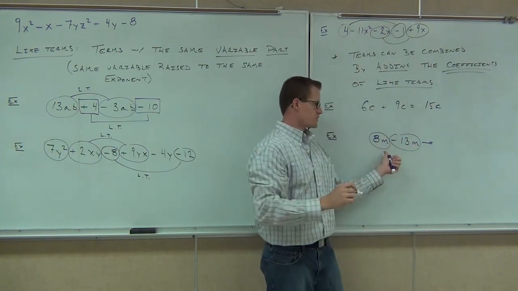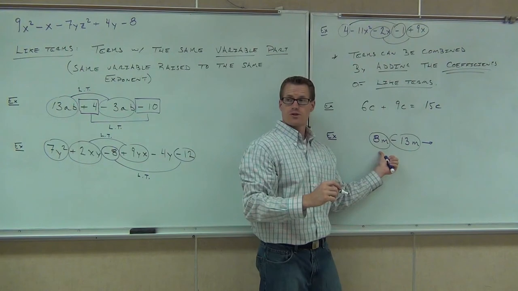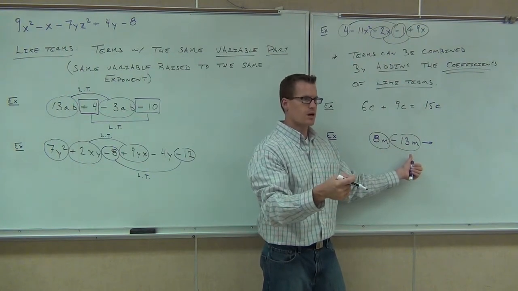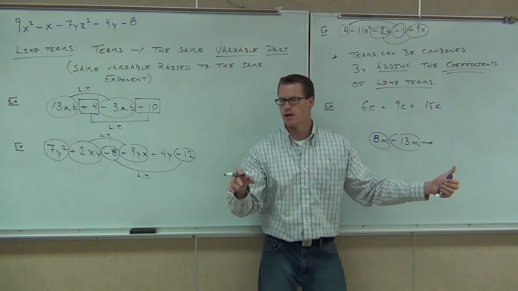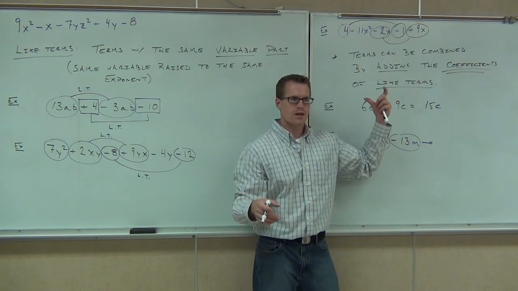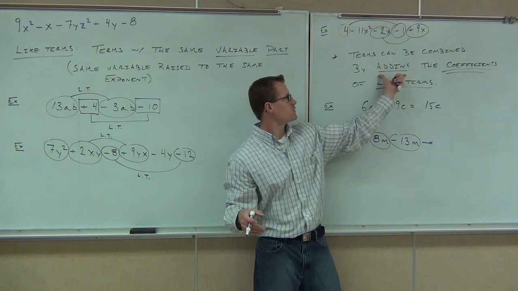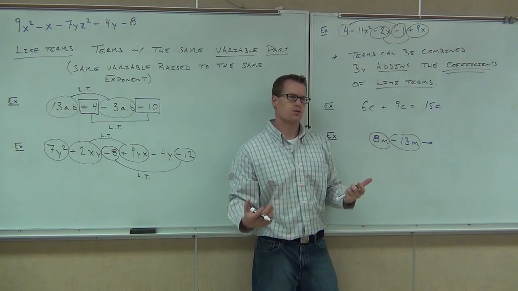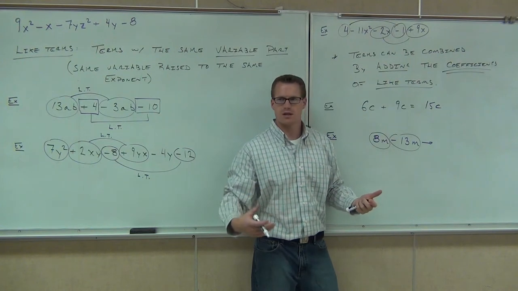What's my coefficient of this term? Eight. What's my coefficient of this term? Negative. That's why we include it with the sign there, okay? We say, oh, it's negative 13. We have to include that sign. Check it out. What do we do with those coefficients here? Add means addition rule. So all you need to do with like terms, just use the addition rule over and over again when you're combining them.